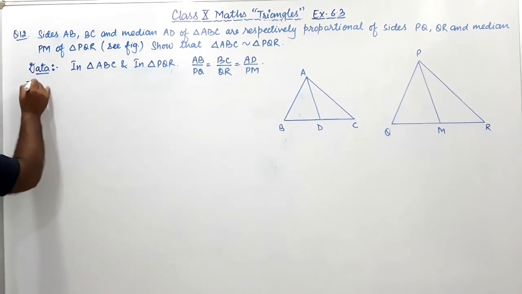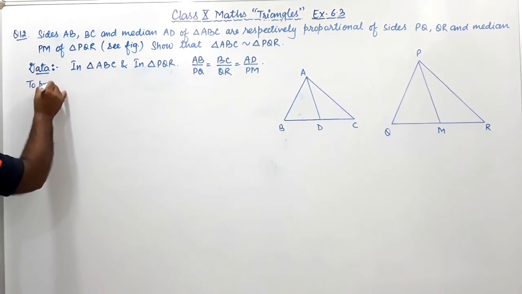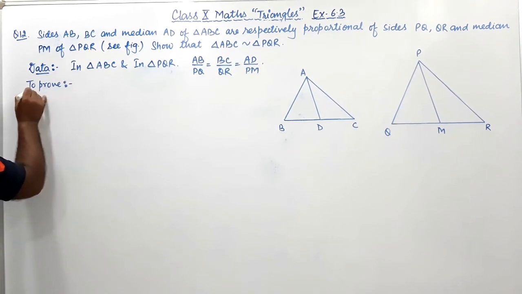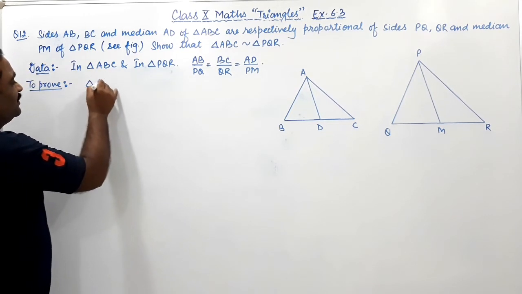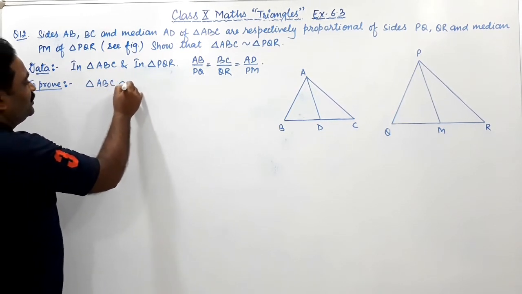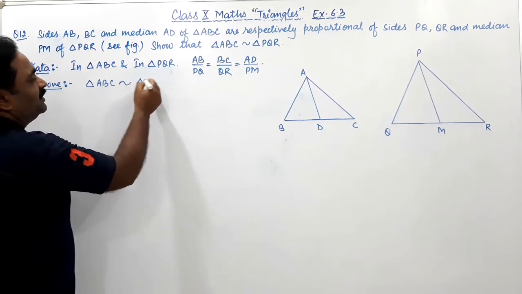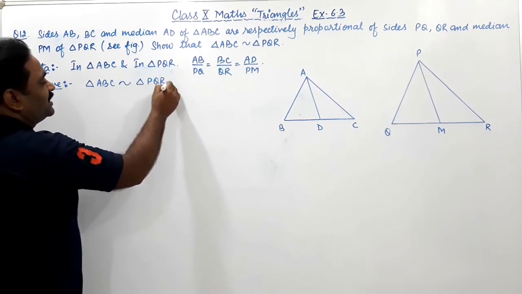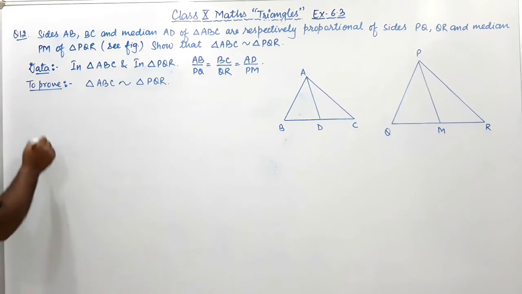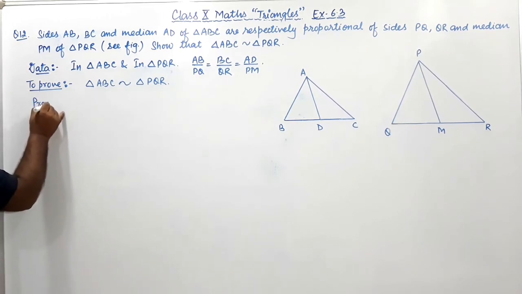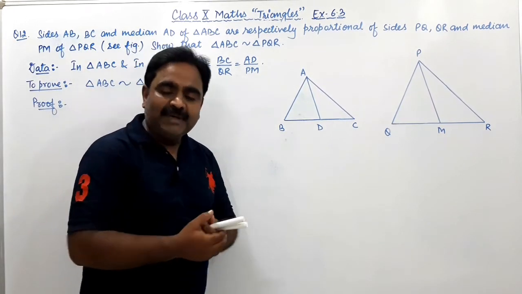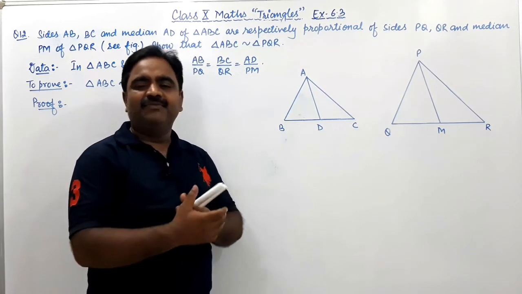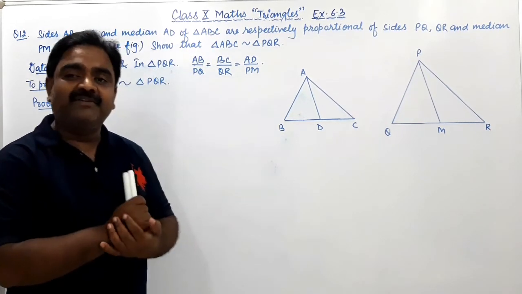To prove that triangle ABC is similar to triangle PQR, we are going to prove this. So see the proof of this question, and watch the proof carefully so that the concept will be clear, right? Okay, so as in every question we are doing, we are always starting with the given information.